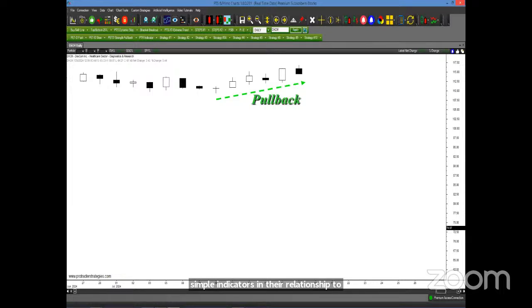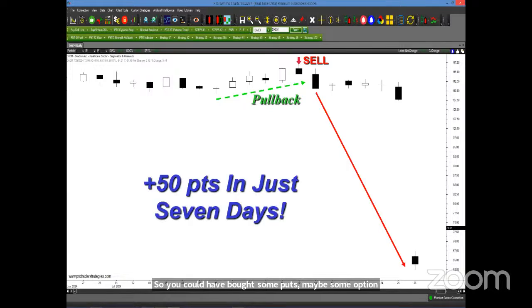Now, here's a pullback setup in DXCM, all right? Basically, we're going sideways to lower, and then here's the little bounce. That is not the beginning of a new uptrend. That is a selling opportunity. You click on strategy number 9, and you see if there are any signals that you can take advantage of. And yes, there was a sell signal on this day. This was in the middle to end of July last month. So you could have bought some puts, maybe some option strategy with a bias to the downside, or shorted the stock because look what happened. In 7 days, it fell 50 points, almost half of its value.